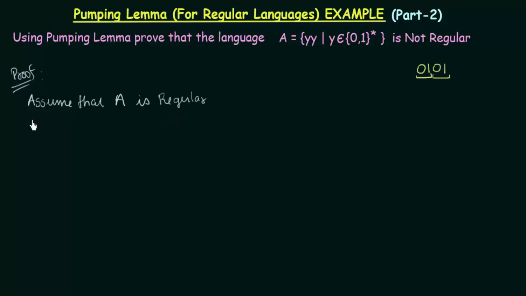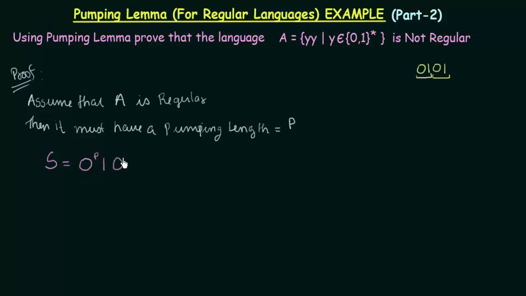We already discussed that if A is a regular language, then it must have a pumping length, and let me call that pumping length P in this case. Alright, so I call my pumping length P, and now I will choose a string S from this language. I can choose any string. Now let me choose the string like this, for example, 0^P 1 0^P 1, where P is my pumping length.